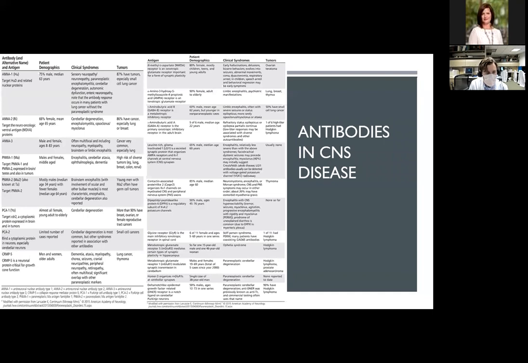Here's an example of a lot of antibodies that have been demonstrated in CNS disease. You don't have to read through this or memorize it. It's just an example showing how far we've come over the past 30, 40 years in all of these antibodies and known cancer associations and multiple clinical associations as well. Some are more specific, like the anti-EO antibodies. Some, like the ANA1 and ANA2, can really show up anywhere in the nervous system. But it's definitely very interesting from a research perspective.